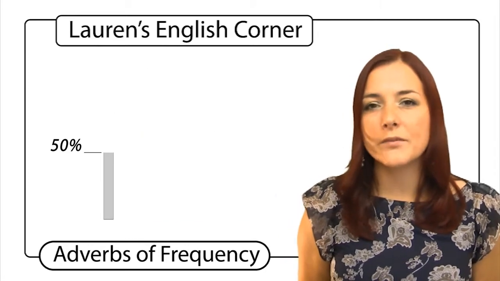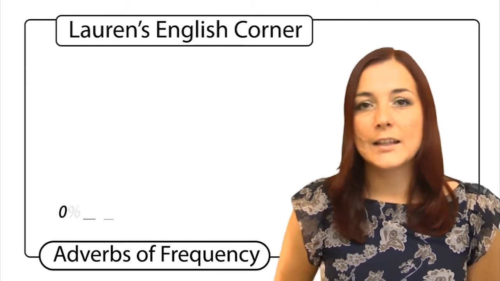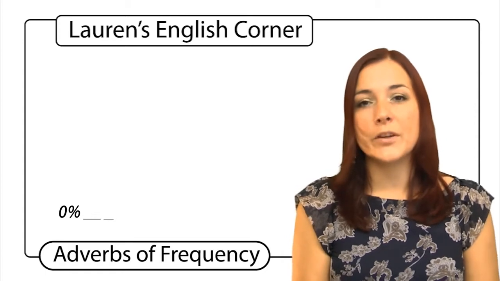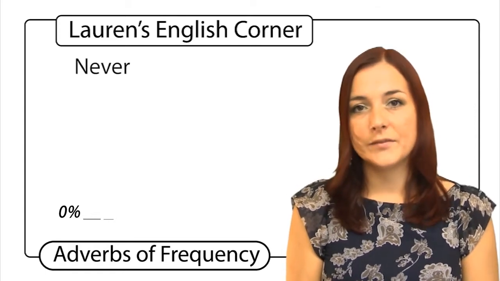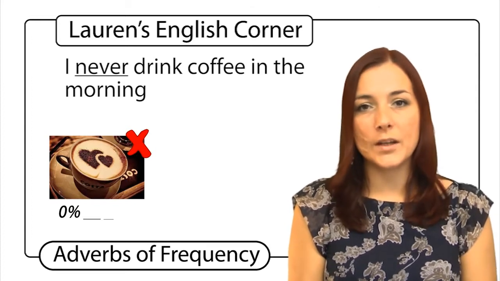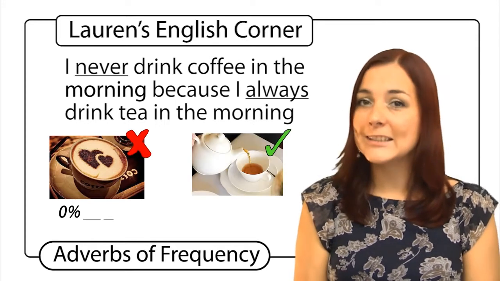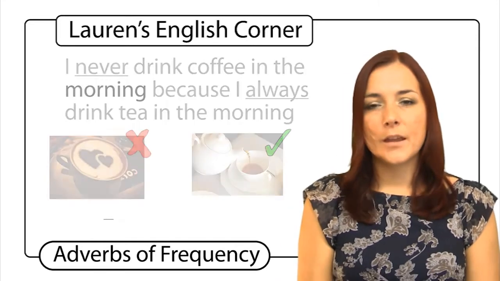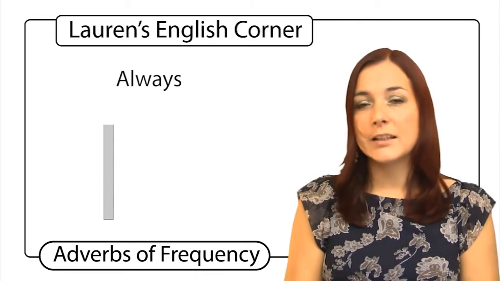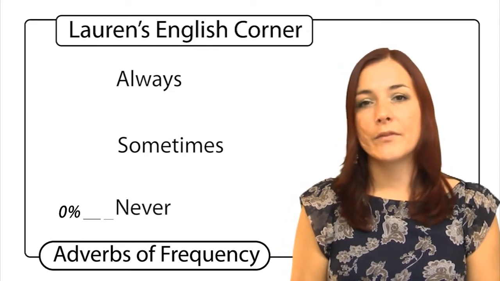Now, what about something that I don't do? 0%. The word for this, the adverb of frequency, is never. I never drink coffee in the morning because I always drink tea in the morning. So that's 100% always, 50% sometimes, and 0% never.